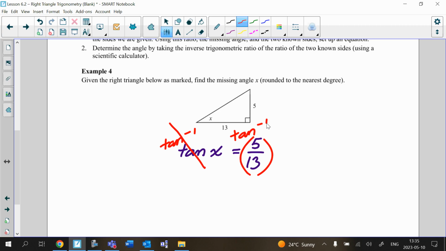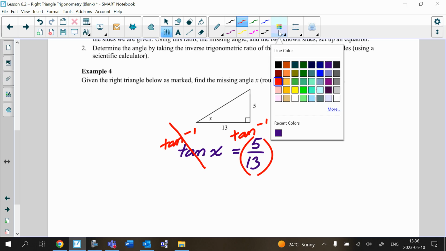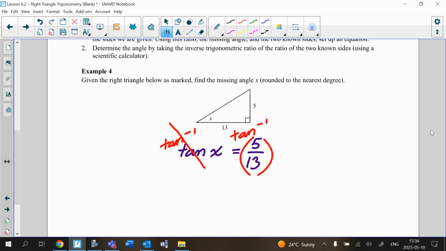Now you've got to go to your calculator again, and this time to find tan inverse, it will be above the tan button, so you have to go second tan, 5 divide 13, and that will give you, it said nearest degree, so nearest whole number. So therefore, the unknown angle is going to be about 21 degrees.